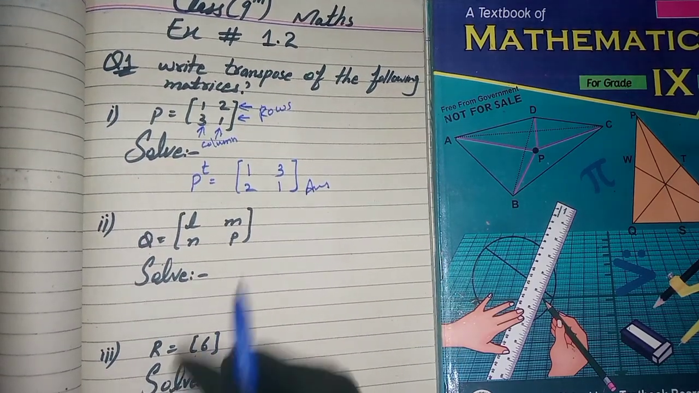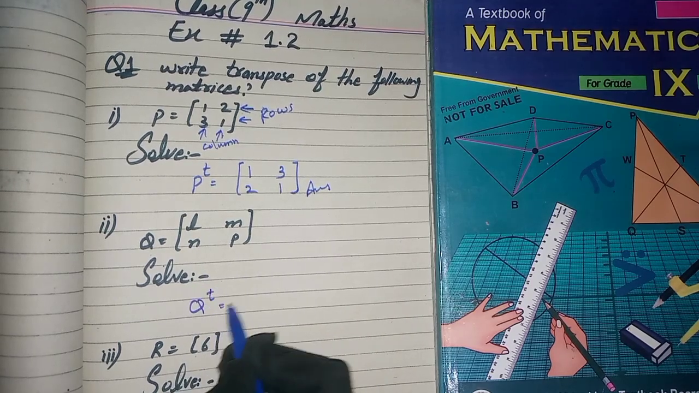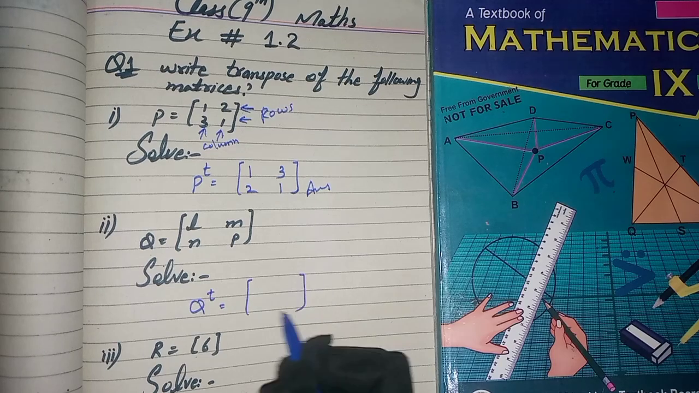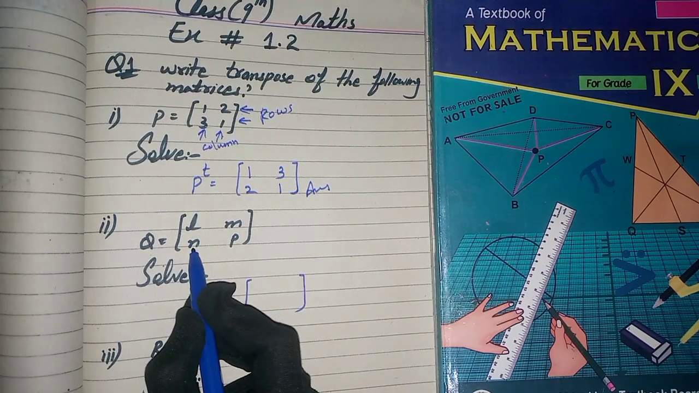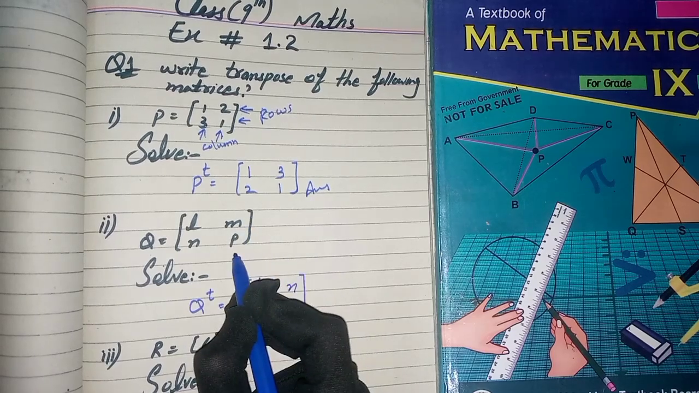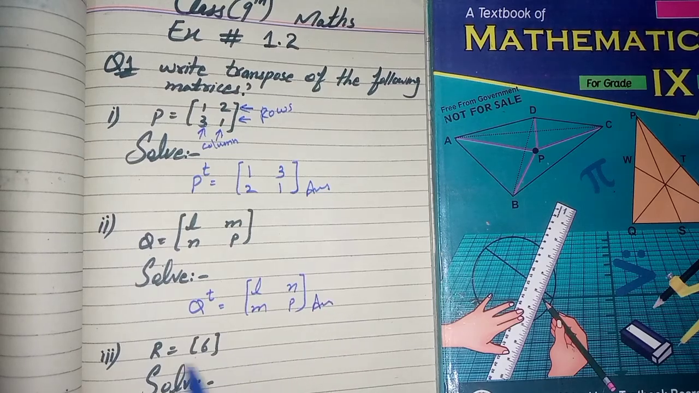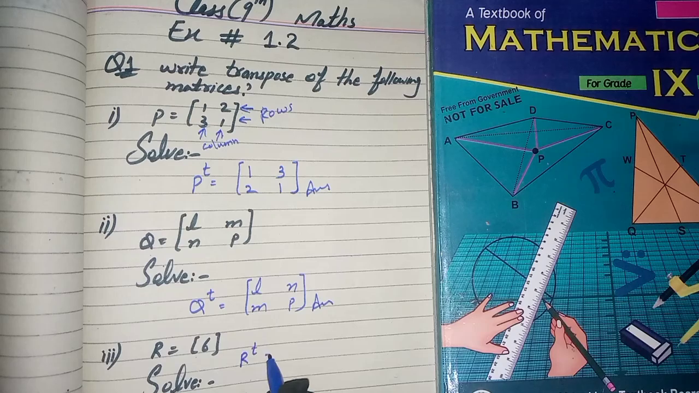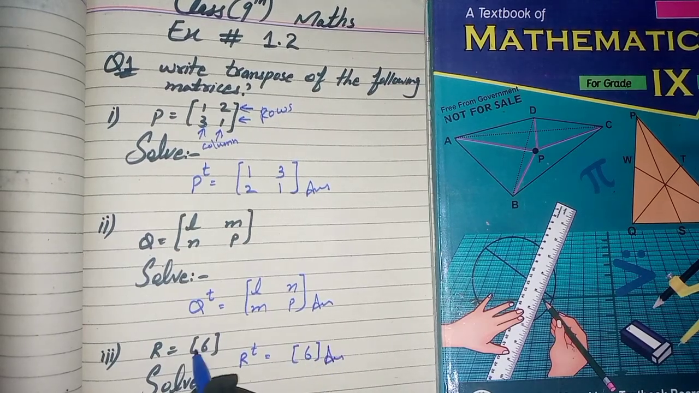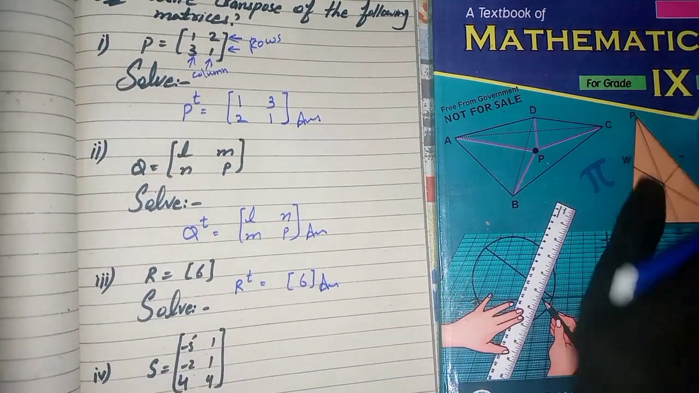Part 2. Q is equal to L M N P. Q transpose is equal to, L N is in column, we write in row L N. M P is in column, we write in row M P. Part 3 is R equal to 6. R transpose is equal to 6. One column and one row, so transpose is also the same.